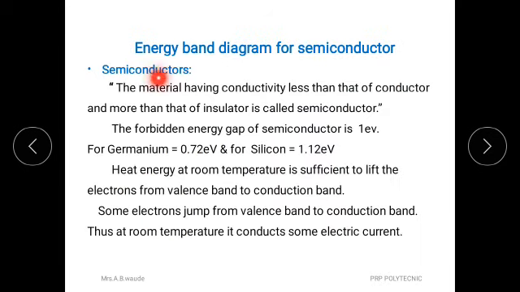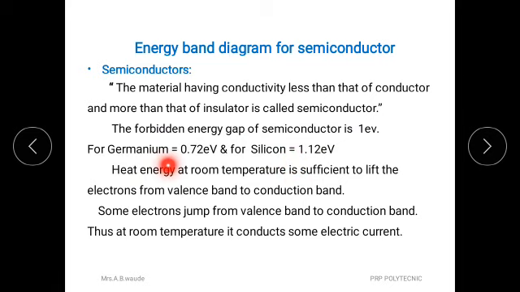Then what are semiconductors? The materials having conductivity less than that of a conductor and more than that of an insulator are called semiconductors. The forbidden energy gap for a semiconductor is about 1 electron volt. There are two examples of semiconductors: first is germanium, second is silicon.